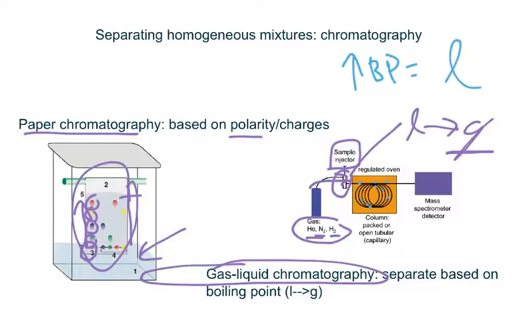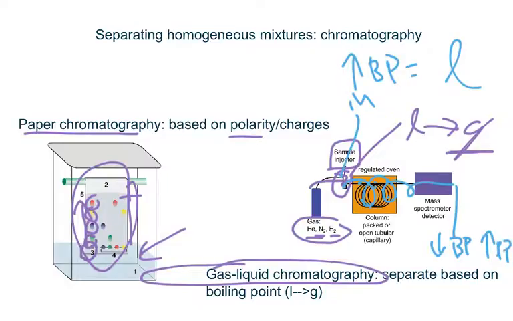So what will happen is that the things with high boiling points, and what I mean by things is the substances inside the mixture, the substances that have high boiling points will get stuck to the tube and the liquid that's coated on the tube, while things with low boiling points and want to stay gaseous will flow right through the tube with ease. So the first things that we are going to detect are the things with low boiling points, followed by things with higher boiling points.